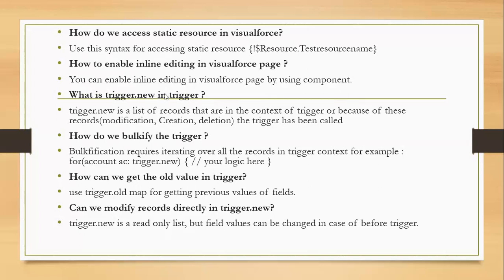Next question: what is Trigger.new in triggers? Trigger.new is a list of the records that are in the context of the trigger, for record modification, creation, deletion. The trigger has been called.